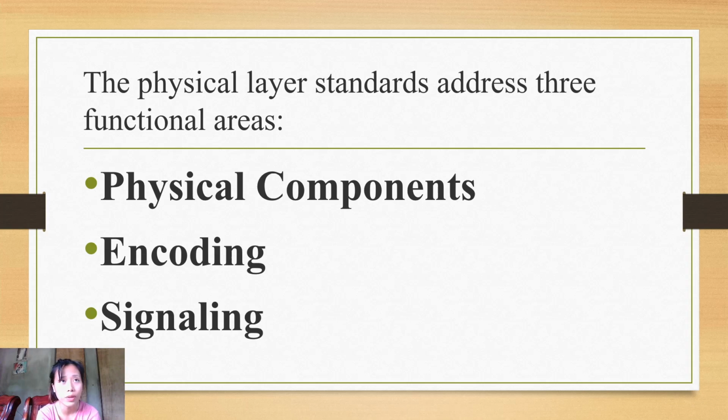Codes are groupings of bits used to provide a predictable pattern that can be recognized by both the sender and the receiver. For signaling, the physical layer must generate the electrical, optical, or wireless signals that represent the 1 and 0 on the media. The method of representing the bits is called the signaling method.